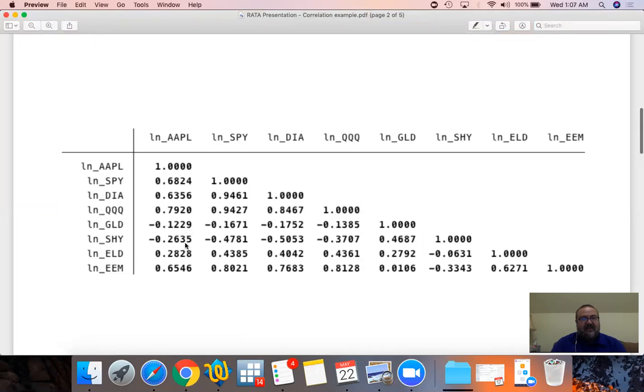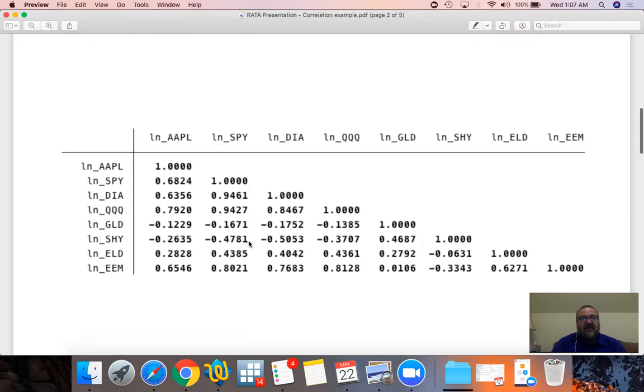Now, let's take a look at the bonds. The expected correlation between bonds and the equities is negative, and you do actually see this to be negative. So if you look at the S&P 500, there's a negative 47% correlation between S&P 500 and SHY, the 1 to 3 year US Treasuries ETF. This is really interesting because if the markets go up, we would expect SHY to go down. When markets go down, we would expect SHY to go up. Now, this is the type of diversification that we are looking for.